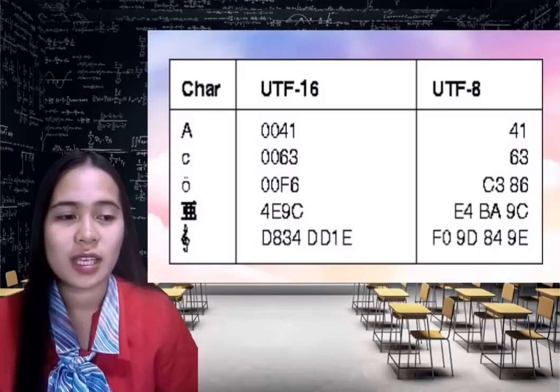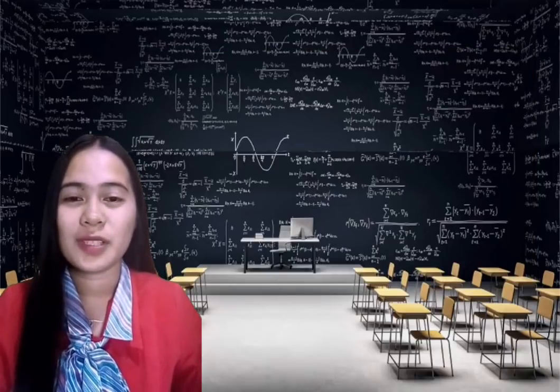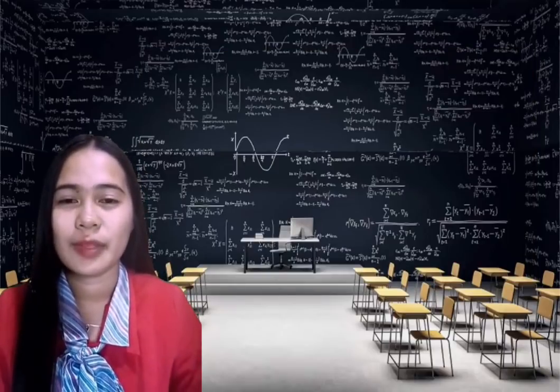UTF-8 C3B6. An Asian character with a UTF-16 of 4E9C and UTF-8 E4BA9C. A treble clef with a UTF-16 of D834DD1E and UTF-8 F09D849E. So those are the three forms of representation of data in a computer system and its types.